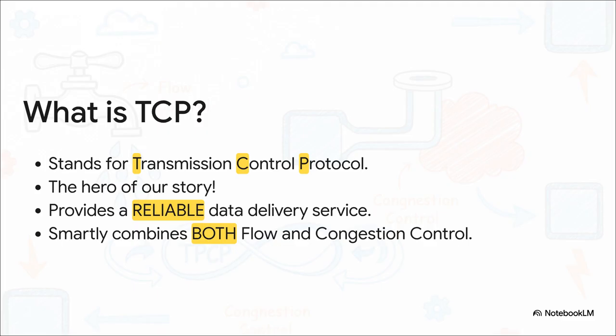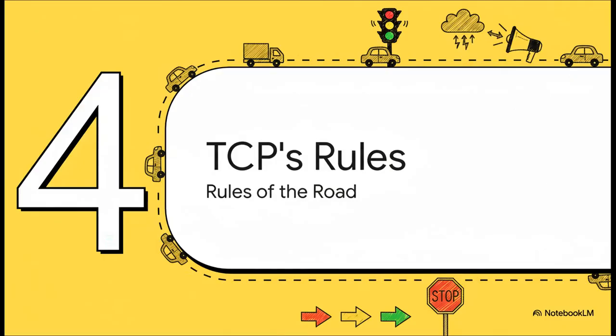And how does it pull off this magic trick? By being smart enough to handle both jobs. It manages flow control and congestion control all at the same time. So how does it manage all this so well? Well, TCP has a very clever set of rules for how to behave on the internet highway. Let's take a look at its strategy for controlling congestion.